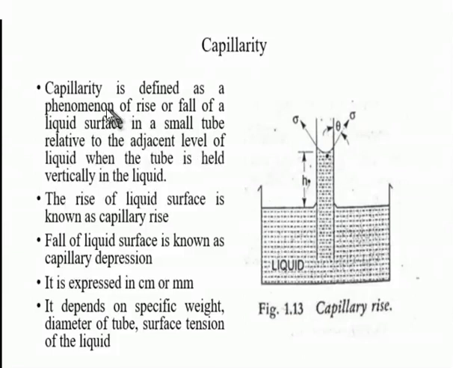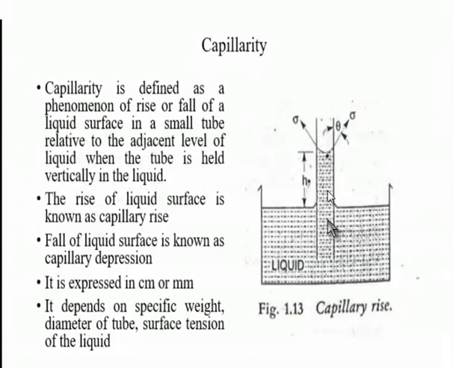That's why, given the phenomenon, there is a rise or fall. Sometimes there is a fall of liquid through the tube, and sometimes there is a rise through the tube, when you immerse one vertical tube in the liquid container. The rise or fall of a liquid surface in a small tube is related to the adjacent level of the liquid when the tube is held vertical in the liquid.